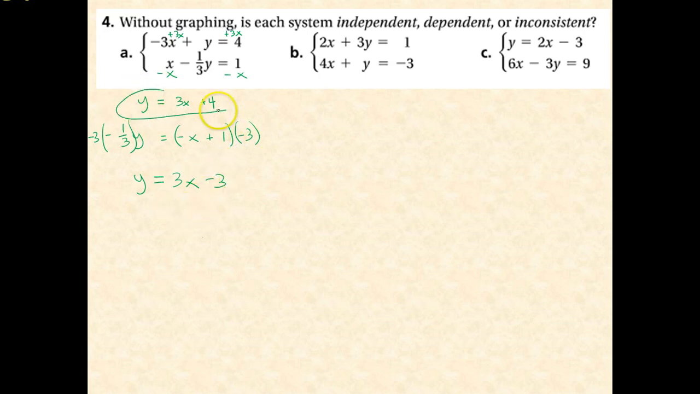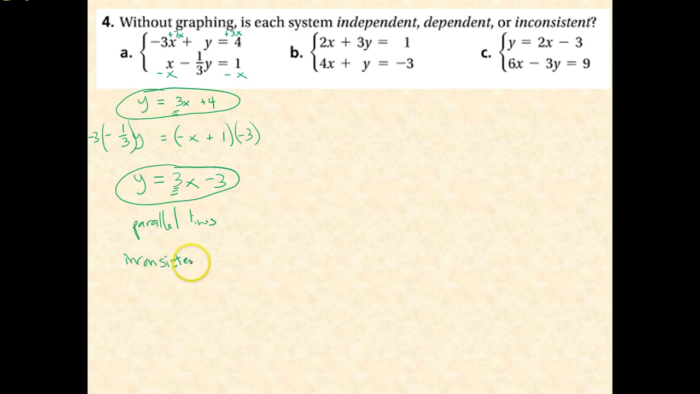So what I have is two lines that have the same slope but different y-intercepts. Those are parallel lines. So no solutions, which means the system is inconsistent.